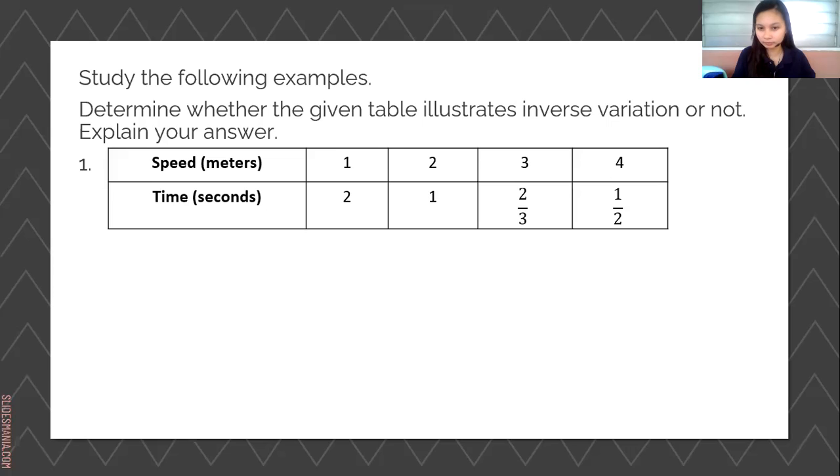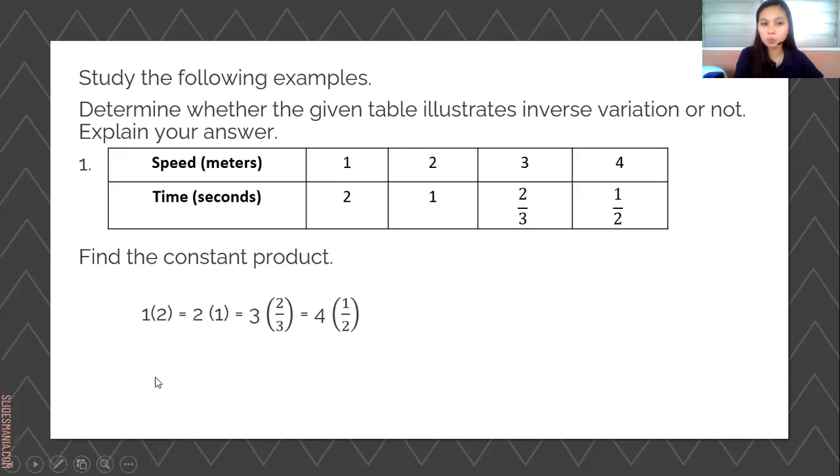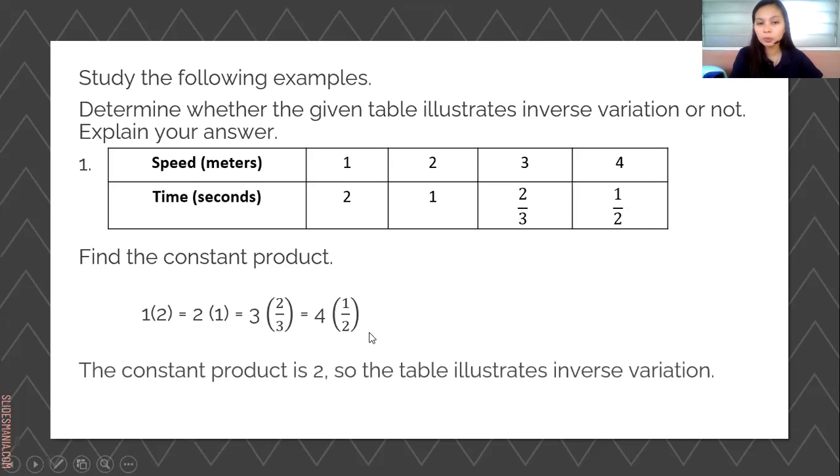Ma'am, same po sila. Ano po, constant product po. Lahat po is 2 yung naging sagot. Okay, very good. So since we get a constant product of them, it means it is an example of inverse variation po. So find the constant product. So 1 times 2, 2 times 1, and 3 times 2/3 and 4 times 1/2 po, we will get the product of 2 po.